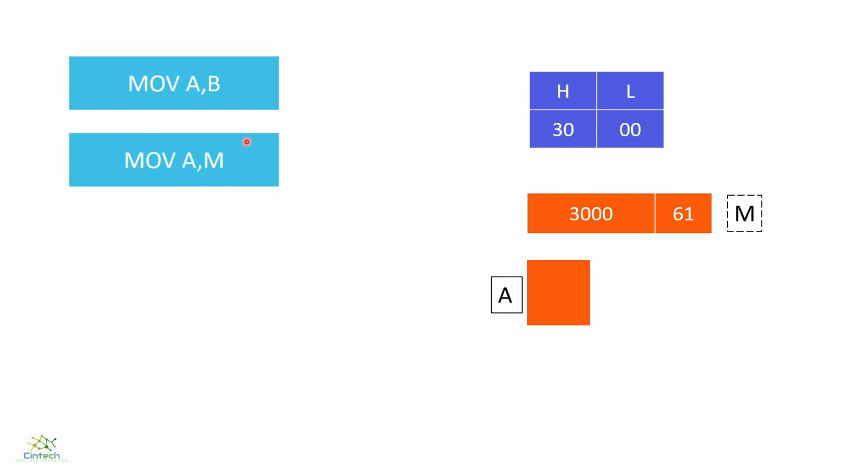So what does this instruction do? It simply copies the content of M into A. The content of M is 61, so that data gets copied into the A register. Next instruction is MOV M, A. You can definitely guess what this instruction does, right? It does just the opposite. First, it goes to the register pair HL, finds out whatever memory location it is pointing towards, takes the content of the A register, that is the accumulator, and pastes the content within that location.